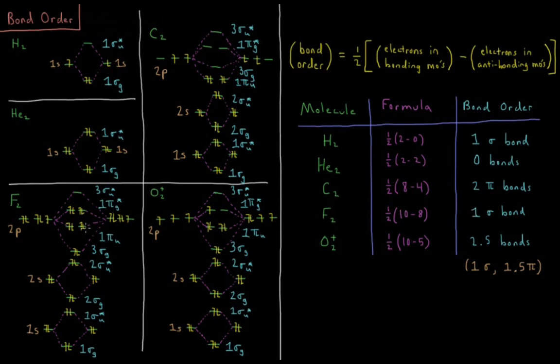The pi's are canceled out. All the pi's are canceled out by pi stars. 3 sets of sigmas, but only 2 sets of sigma stars. So in fact, this comes from a net bonding from the 3σg orbital. So this we would label as 1 sigma bond.